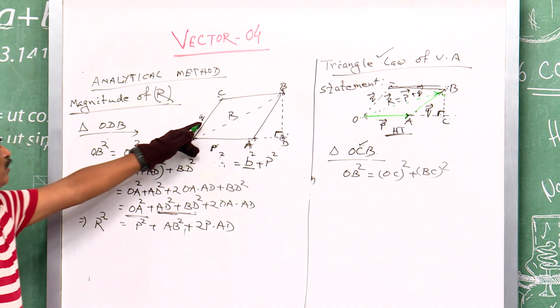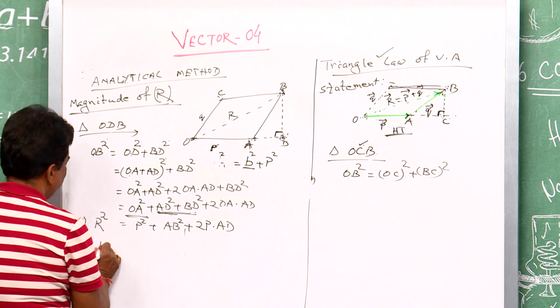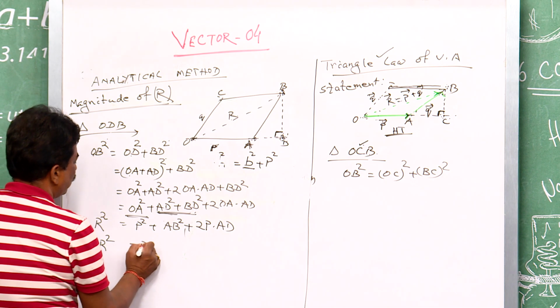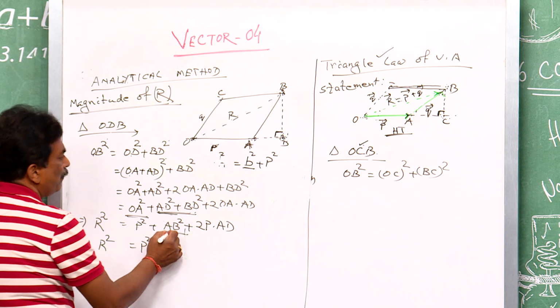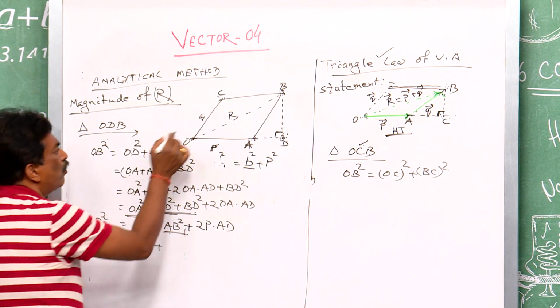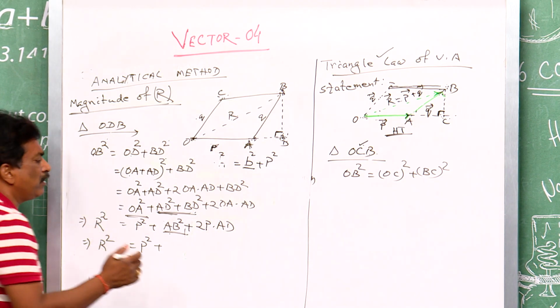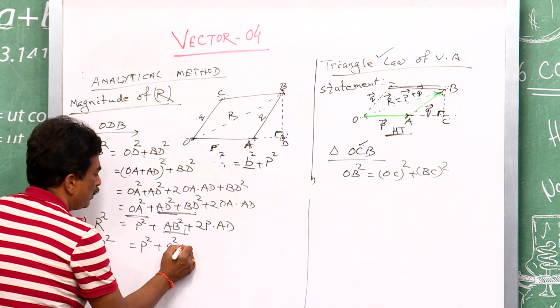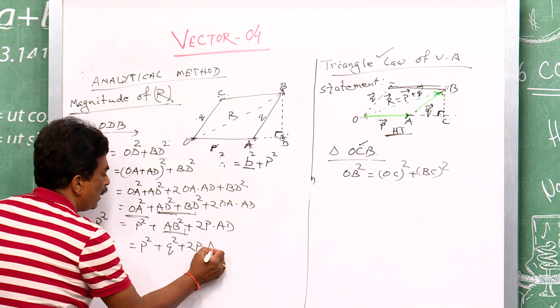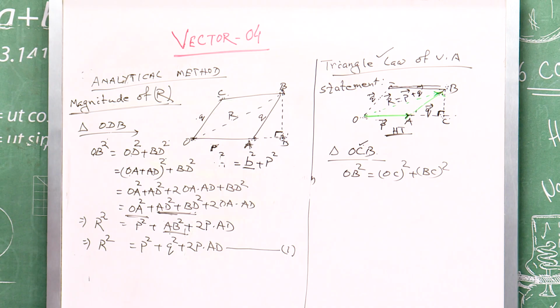So OB square will be R square. R square is equal to P square. You see AB square: AB is equal to OC, and OC is equal to Q, so AB will automatically be Q. So this is equal to Q square plus 2P into AD. Let us take this as equation 1.